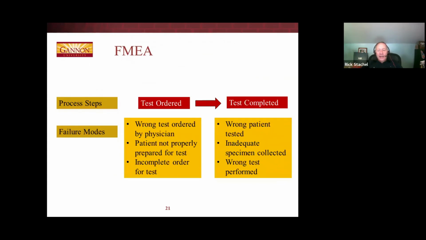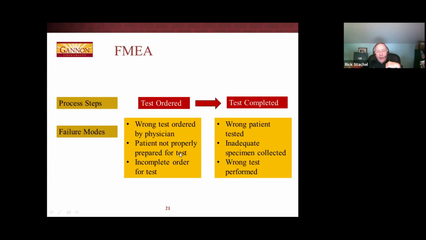So we have one example here. We have process steps that are going on and some failure modes. Something is going on with the tests that are ordered and then completed not matching. What are some of the things that could have happened with that? Those are the failure modes. The wrong test could have been ordered by the physician, and that could lead to the wrong patient being tested. There could be a wrong test on the right patient, or the right test on the wrong patient.